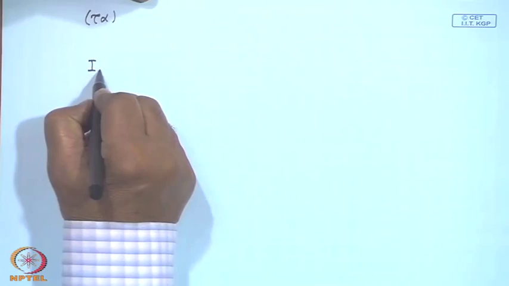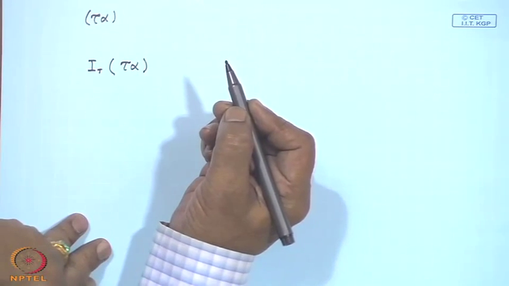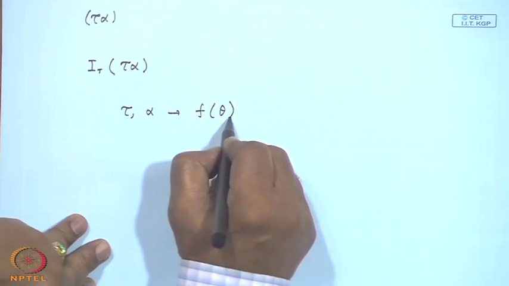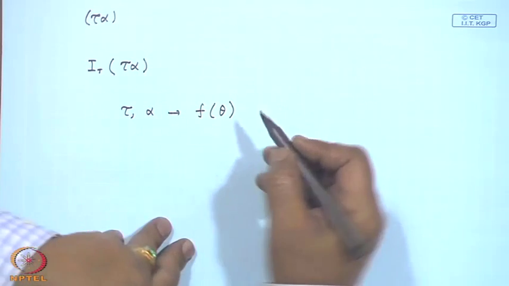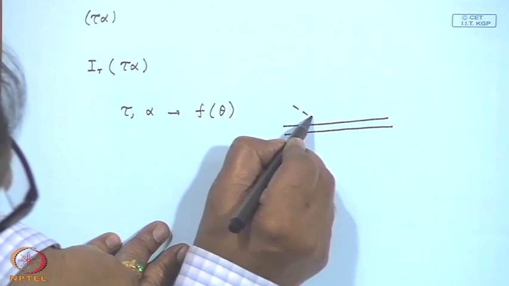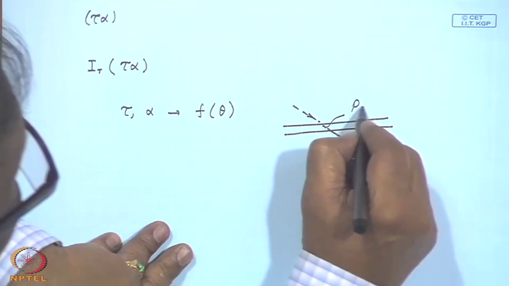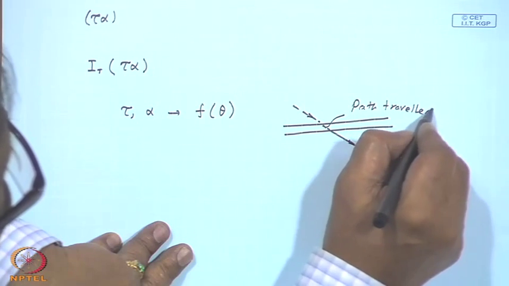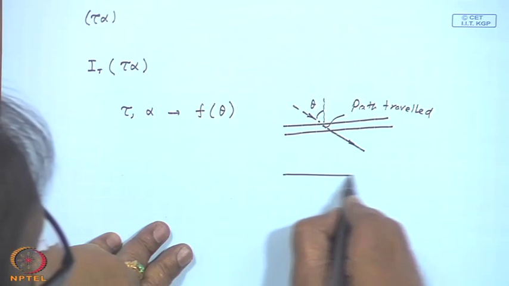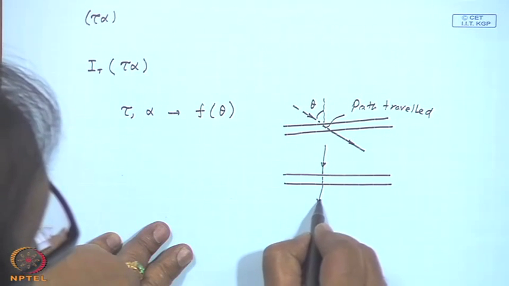So, if IT is the incoming radiation, IT times tau alpha will be the absorbed radiation. Now, this tau and alpha will be functions of angle of incidence theta. This you can easily understand. If I have a glass slab of certain thickness, and this is the solar radiation, this is the path traveled at this particular incidence angle, and if you have almost normal radiation, the path is smaller.